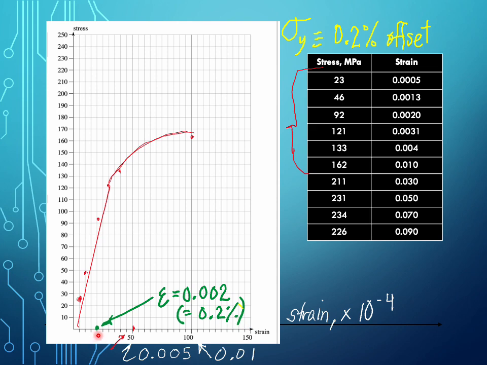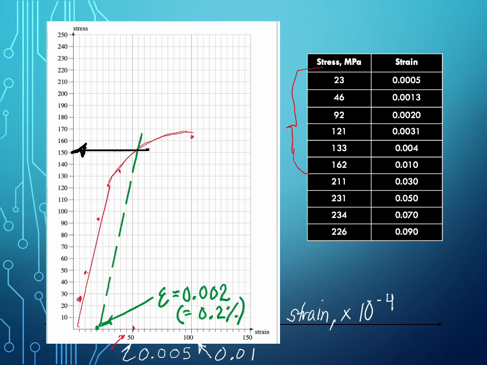So you find that place on your x-axis. And then you draw a line that's parallel to the original curve from that point, like this. Okay, so I've got now from the strain of 0.002 a line drawn that has the same slope as my original. And I can extend that line until it crosses the original data.